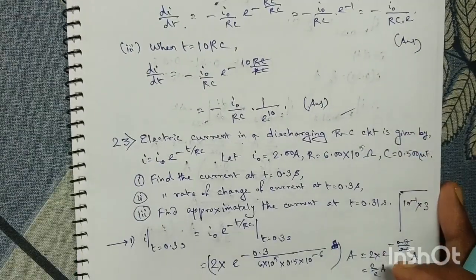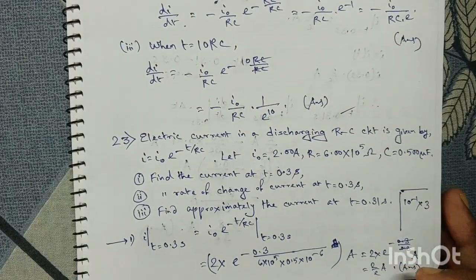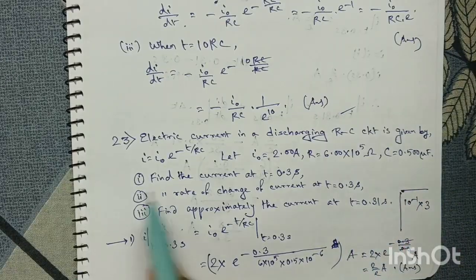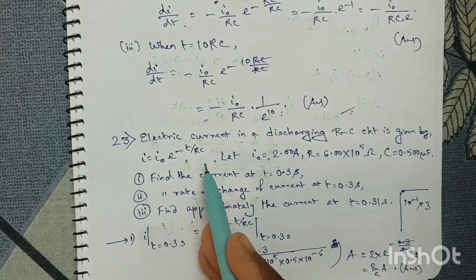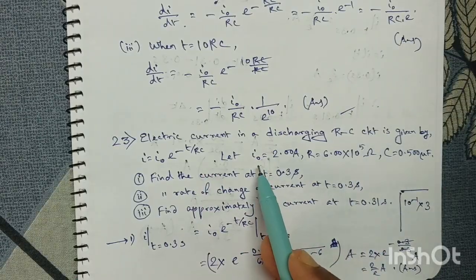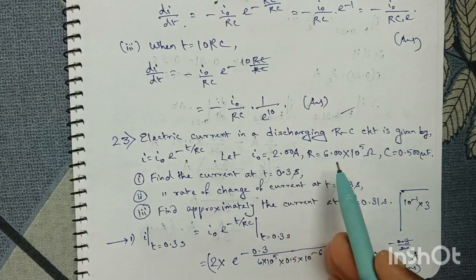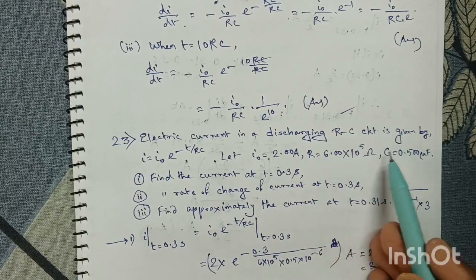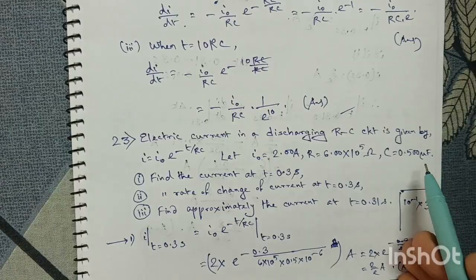Now, moving to question number 23, it says electric current in a discharging RC circuit is given by I is equal to I0 e to the power minus t by RC. Here, the values of I0, R, and C are given. I0 is 2 ampere, R is equal to 6 into 10 to the power 5 ohm, and C is equal to 0.5 microfarad, that is 0.5 into 10 to the power minus 6 farad.